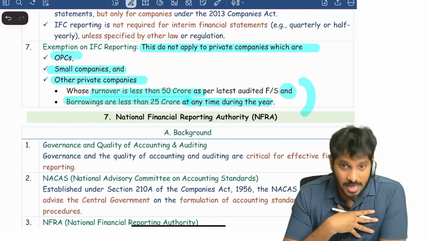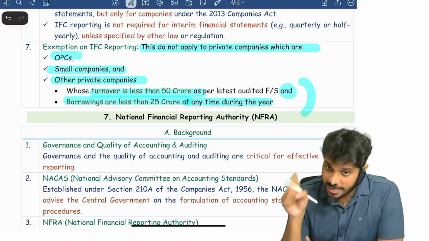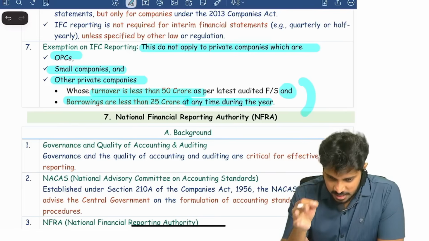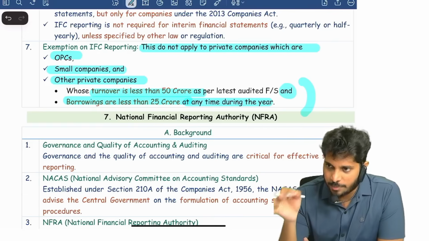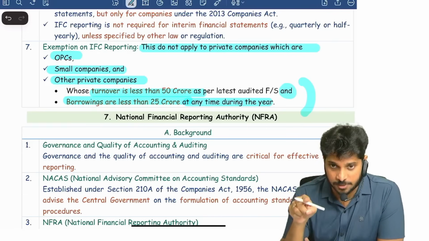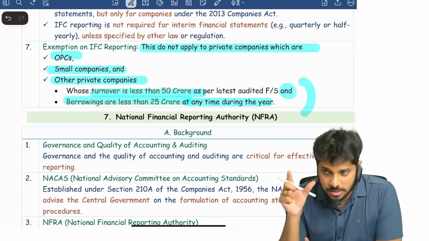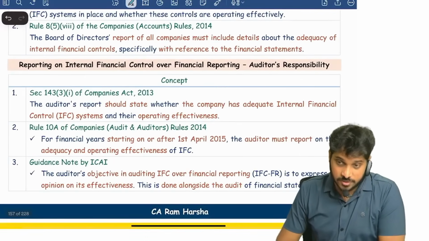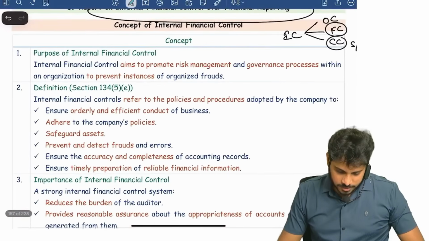The statutory auditor has to give in his audit report his opinion on the operating effectiveness of IFC implemented by the company over financial reporting. Whether the company's internal financial controls over financial reporting are operating effectively or not, the statutory auditor has to report. Section 143 subsection 3 clause (i). Okay, this is the requirement of the statutory auditor. Apart from that, on IFC there are various other requirements.